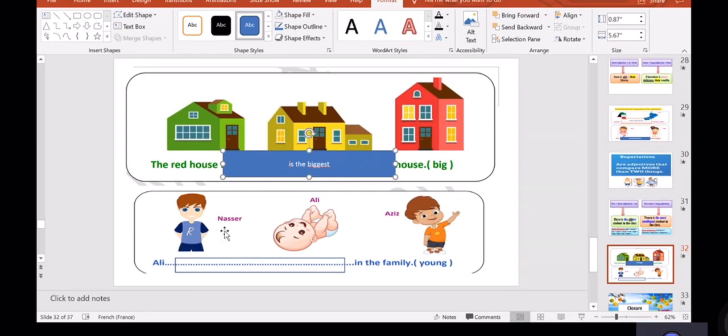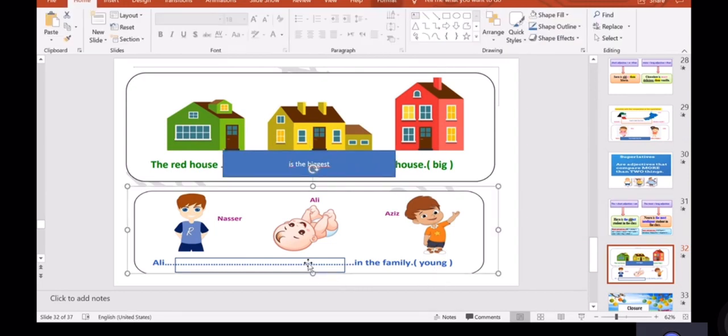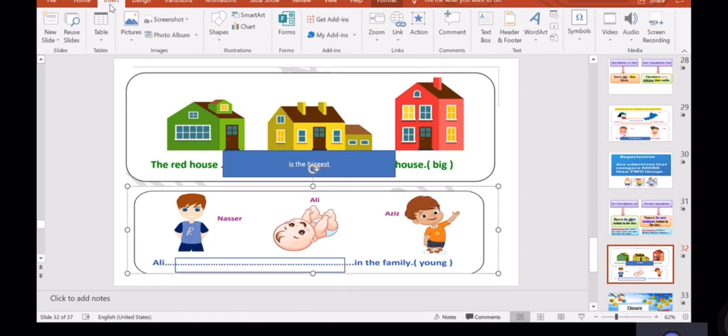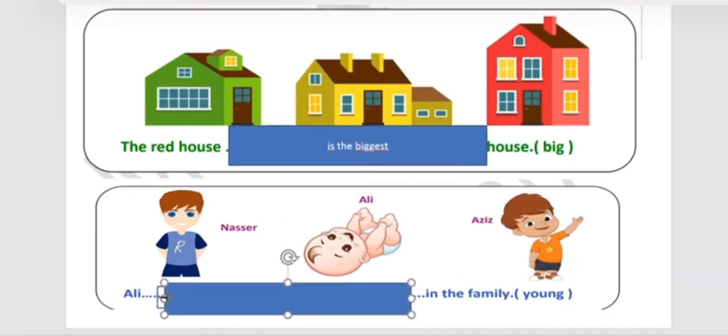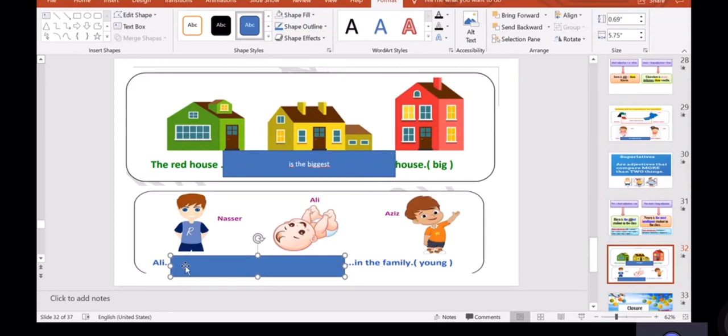Next sentence, we are comparing Nasser, Ali, Aziz. More than two, so we have to use the superlative form. What will we write? The adjective is young. Which one is the youngest? Ali is the youngest boy. So we will write Ali is the youngest. The adjective plus est.